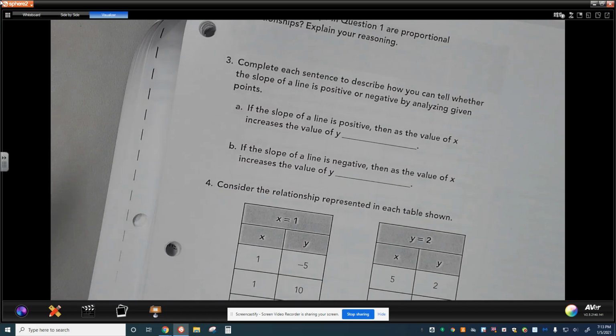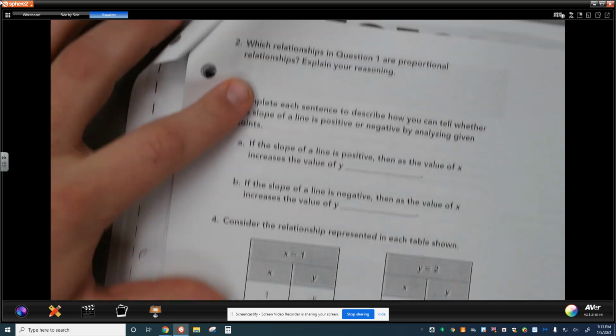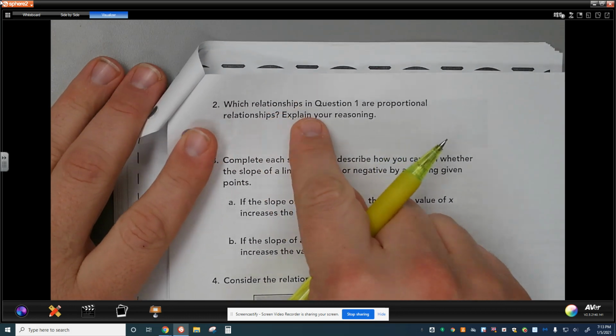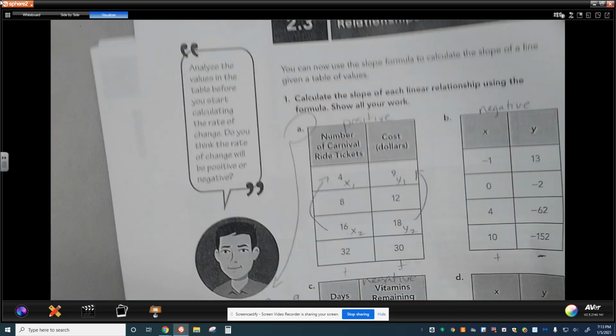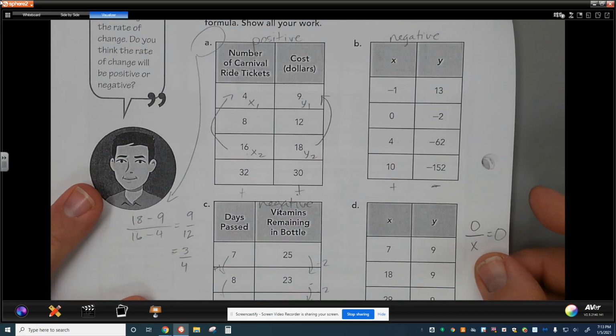Let's take a look at that a little closer and talk about the proportional relationships as well. So which relationships in question 1 are proportional, and explain your reasoning. When we're talking about this question, how can I find proportionality?